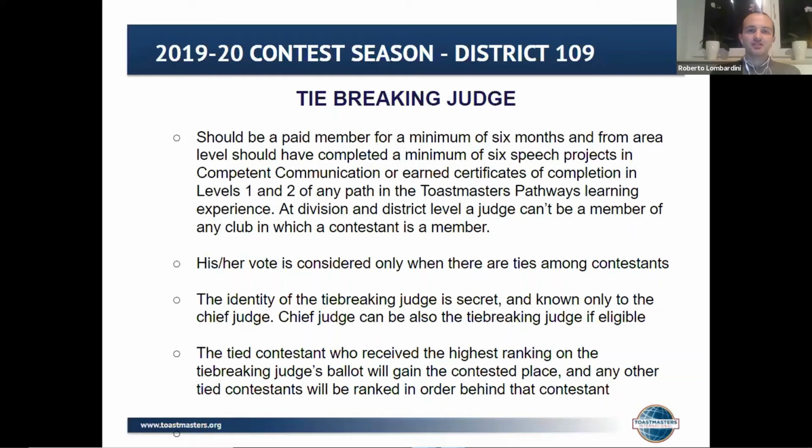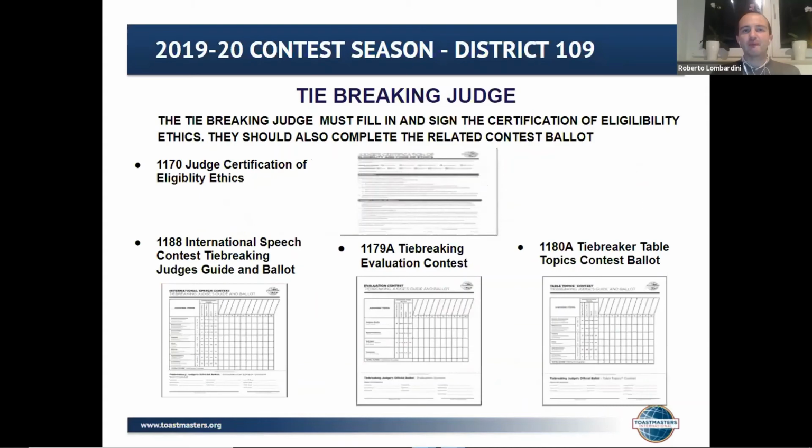Just one thing: the tie-breaking judge is considered only when there is a tie, so can be not useful at all. In that case, it is secret to everyone except the chief judge. It can be the chief judge himself or herself. What is the difference? He or she should rank all the contestants instead of choosing the first 3. So if you have 9 contestants, you should rank all the 9 contestants. Based on this ranking, all the ties will be decided, and you will see which person will move to an upper position. These are the certificates for the tie-breaking judge.